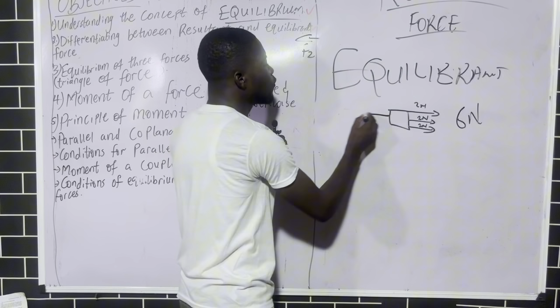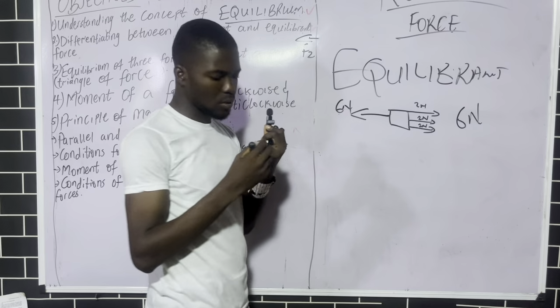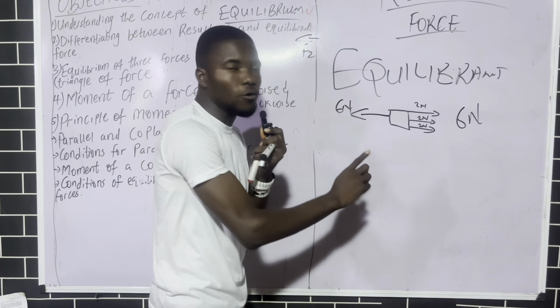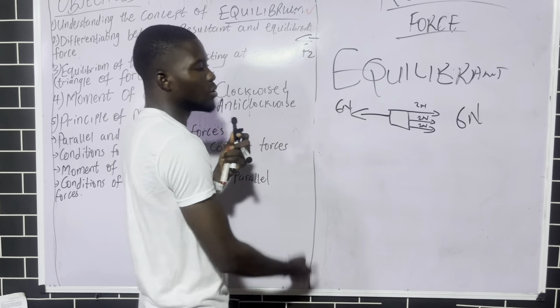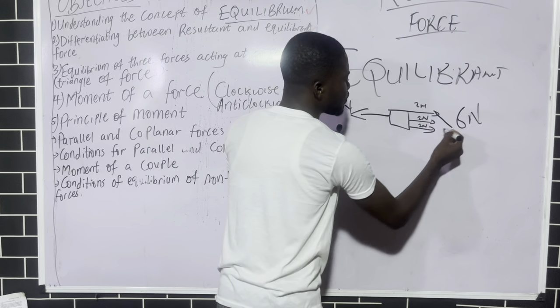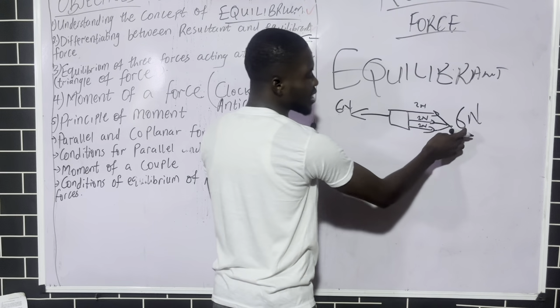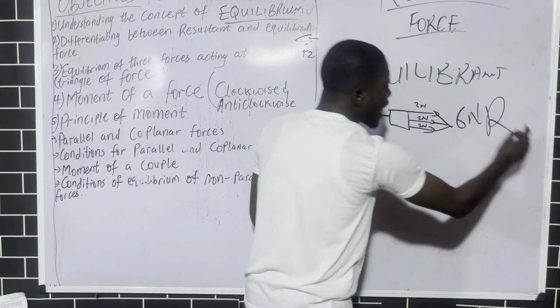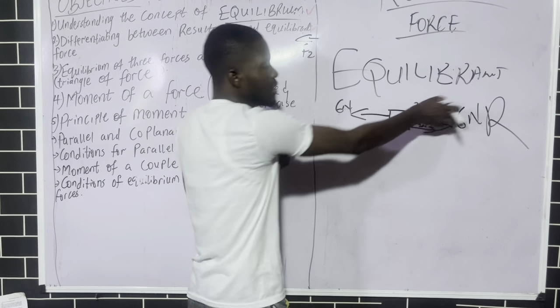It will be what? One single force called 6 Newton force. So you see that the 6 Newton single force is now acting in the left direction and 3 forces are acting in the right direction. These 3 forces combined give us this 6 Newton. This 6 Newton is the resultant force, because we are resolving the 3 of them.